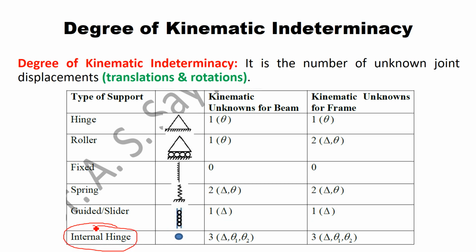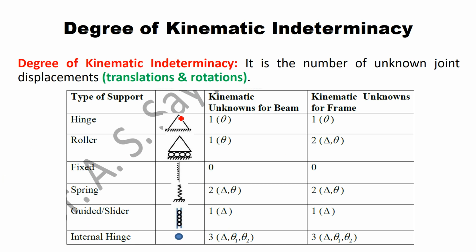And the last type of support is internal hinge. If internal hinge is provided, degree of kinematic unknowns at internal hinge are 3. One delta, that is vertical displacement, and 2 rotations. One rotation on the left part of internal hinge and one rotation on the right part of internal hinge. So this is theta 2 and theta 1. So there are 2 rotations at internal hinge and one vertical displacement at internal hinge. Degree of kinematic unknowns at internal hinge are 3.